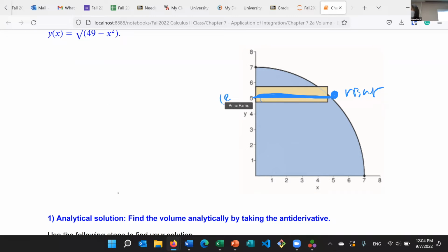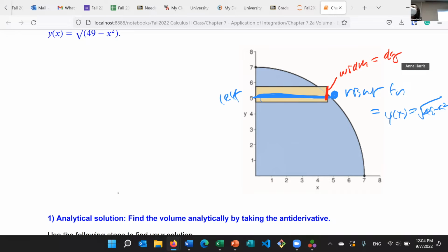So what's your right? And this would be what? Left. What's my right function? This is your function, right? Right, so y of x is equal to square root of 49 minus x squared. All right, that is correct, but I want everything to be in terms of what? Y. Because remember we said our disk is flat now. So think about this is your what? Width. What is your width? dy. So everything needs to be in terms of what? Y. Okay, is everybody with me?